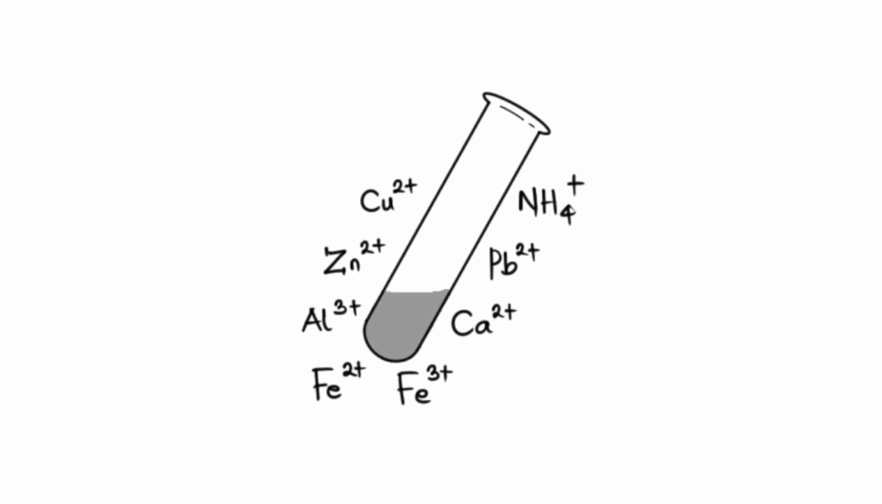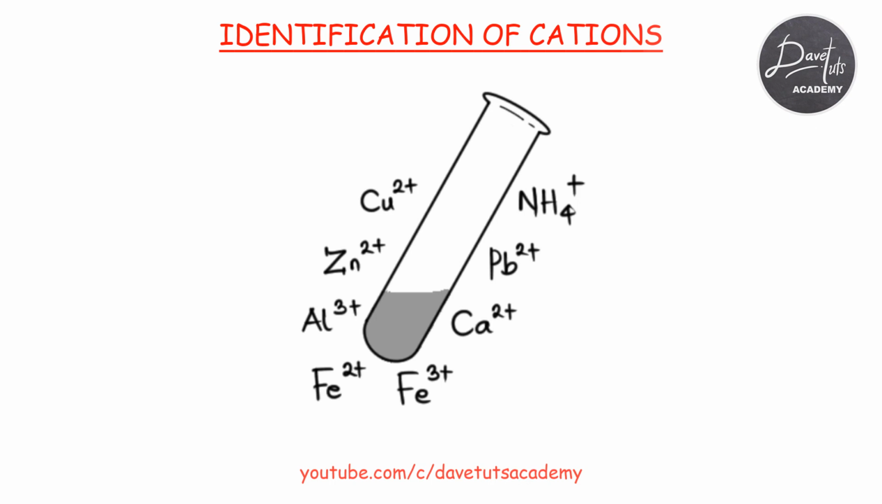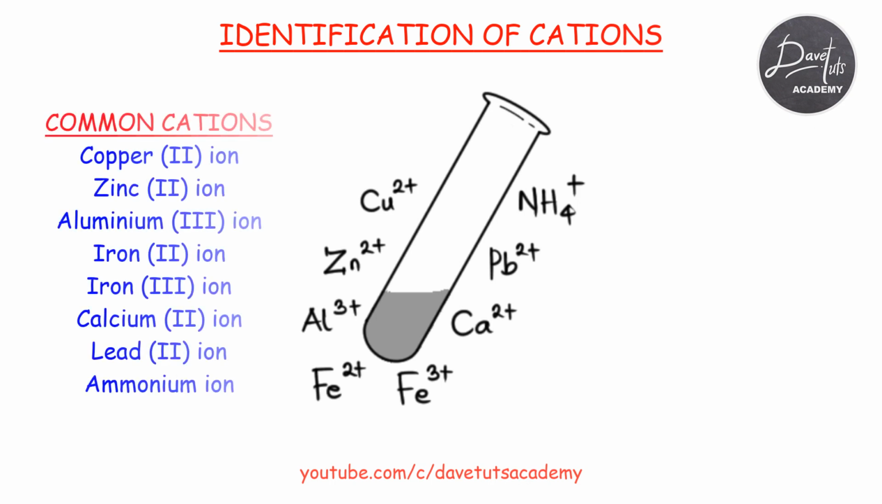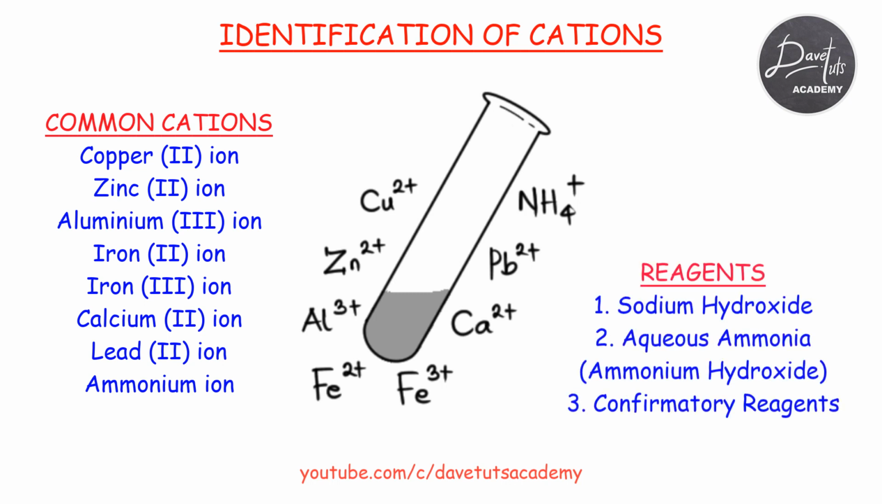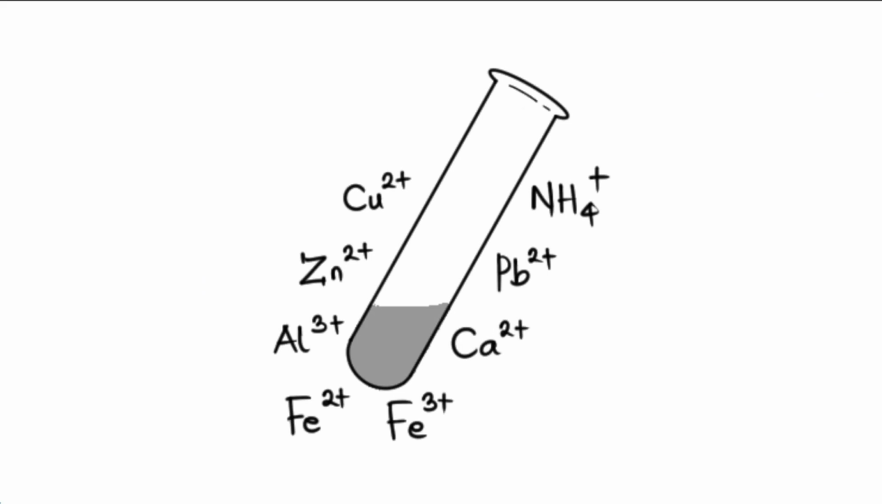Here are the 8 common ions that we normally test for in the identification of cations. You can see we have the copper, zinc, aluminum, iron 2 and iron 3, calcium, lead, and ammonium ions that we want to test for. Normally, ideally, we make use of sodium hydroxide and ammonium hydroxide to test for all these cations. In addition to that, we make use of some confirmatory reagents, and that is what we're going to be looking at systematically as we go through this video together.